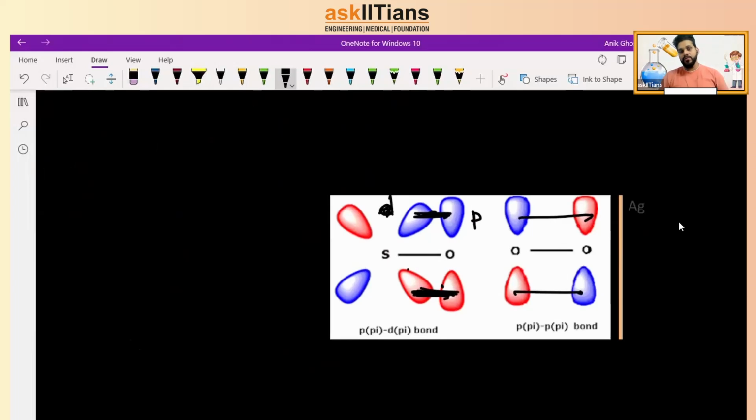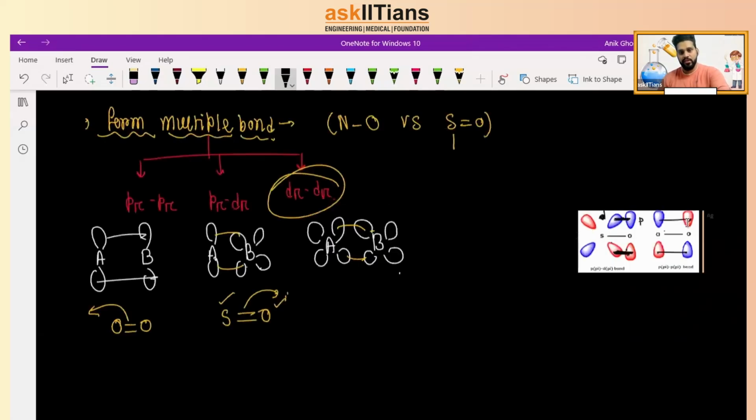This pi bond is made up of only electrons, only the overlapping and stuff like that. One of them is happening from the p orbital, and the other one is happening with the d orbital. And here in oxygen, you can see the p pi. This is all about the pi.